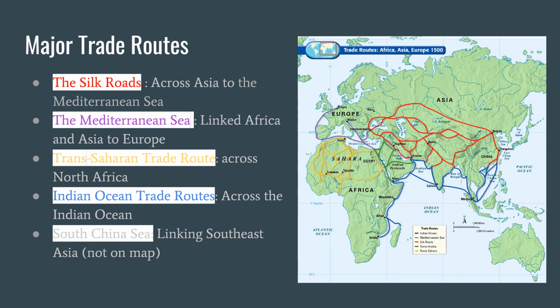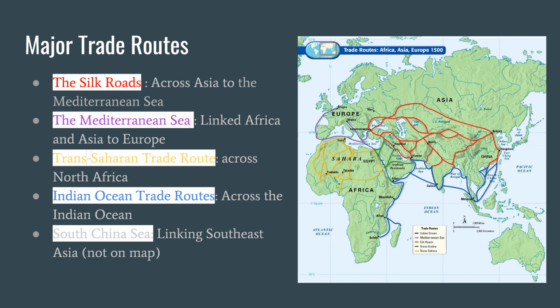So like I said before, in red we have the Silk Road. This is across Asia to the Mediterranean Sea, connecting Asia and Europe. You have the Mediterranean Sea route, which linked Africa and Asia to Europe. You have the Trans-Saharan trade route, which went across North Africa and went across many of the desert-like areas that are part of that area of the world.